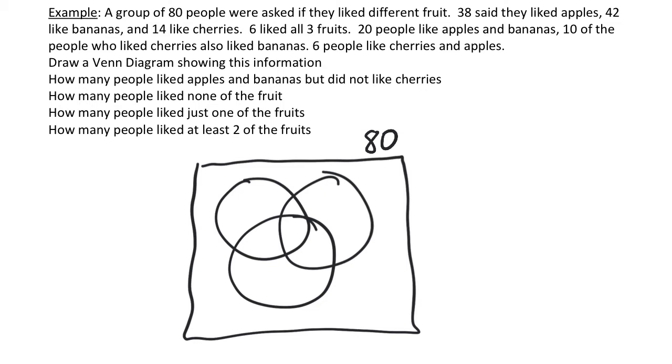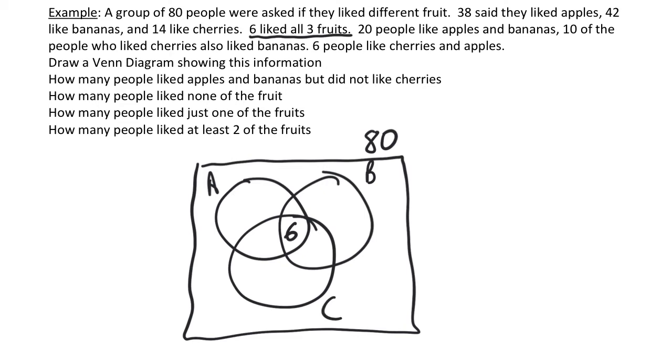38 people said they liked apples, 42 liked bananas, and 14 liked cherries. 6 people liked all 3. Now that's the overlap between all 3 circles, so I'm going to start there. 6. The other thing I should be doing is labelling each circle. So A for apples, B for bananas, and C for cherries.